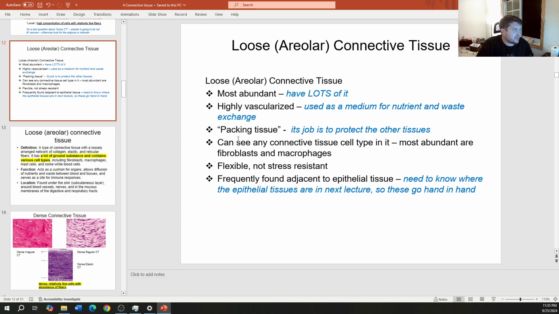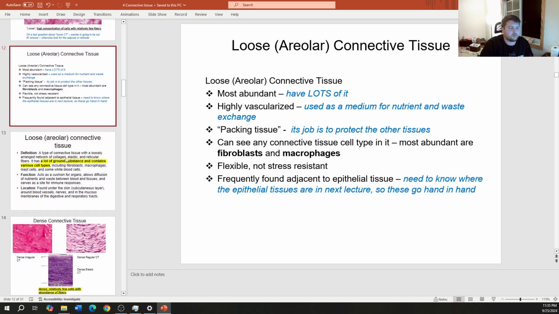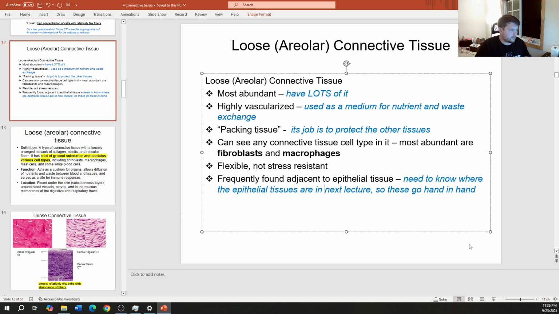You can see any connective tissue cell type in it. Most abundant are fibroblasts and macrophages. These are the most common ones you'll see, but you can see any of the different types of connective tissue cells. It is flexible, not stress resistant. Stress resistant means like if you're applying a force into it. Flexible means that you can move and it bends and it is good at bending, but if you put a lot of force into it, it doesn't do so great. And it is most frequently found adjacent to epithelial tissues.